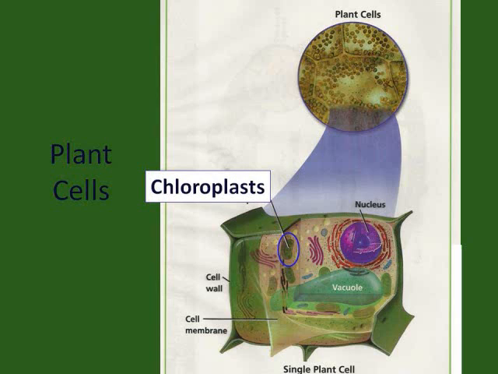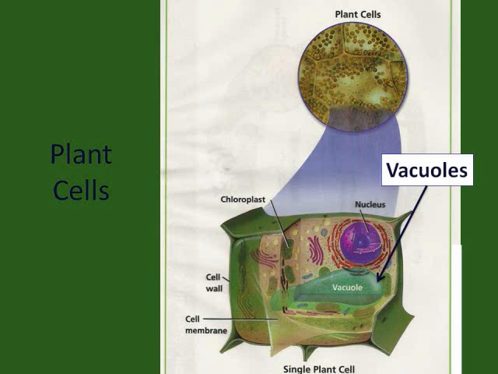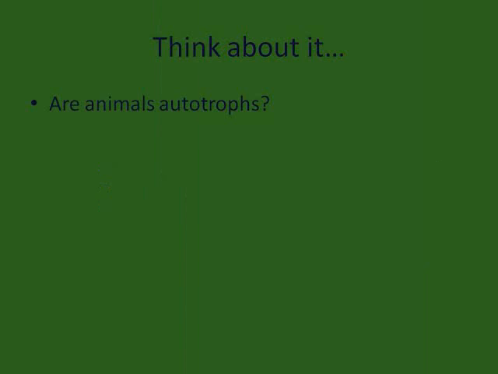Inside the cell walls, there are many necessary structures. The chloroplast is where food is made. It looks something like a green jelly bean. The vacuole is a large storage sac that can expand and shrink like a balloon. It stores water and waste and food. When the vacuole loses enough water, the plant begins to wilt. What do you think? Are animals autotrophs? How do you know?